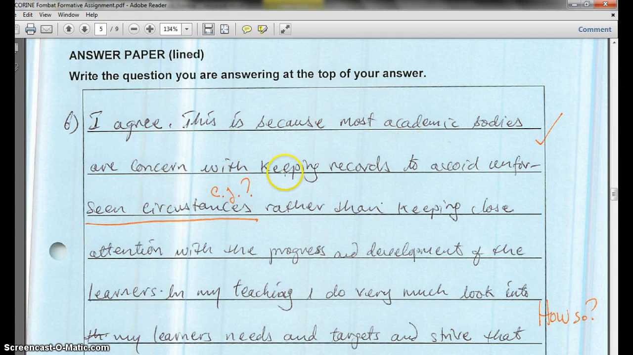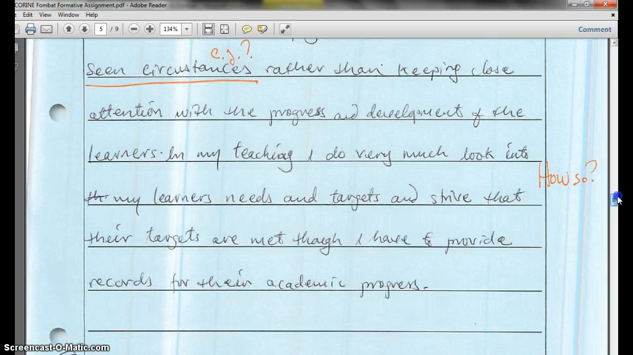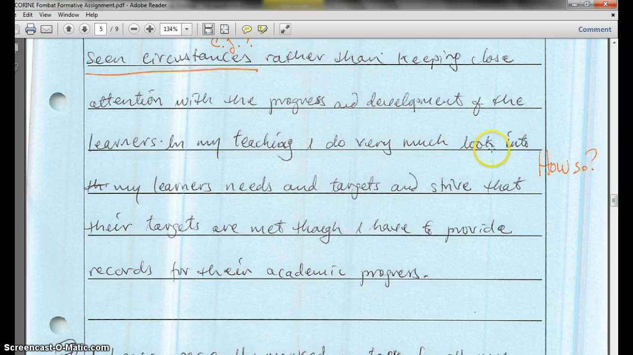Most academic bodies are concerned with keeping records, definitely, to avoid unforeseen circumstances. I mean, definitely. So here, I think, because this question was worth 8 points, you could have explained a little bit more, like what kind of circumstances. Yeah, definitely, rather than keeping close attention with progress and development of learners. So you say, in my teaching, I do very much look into my learners' needs and targets and strive that their targets are met. So again, how do you do this?